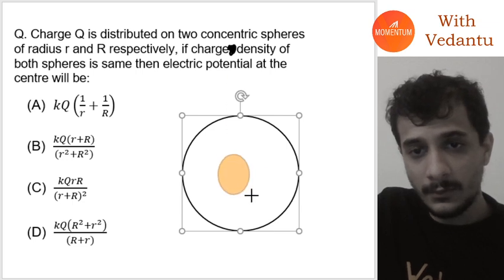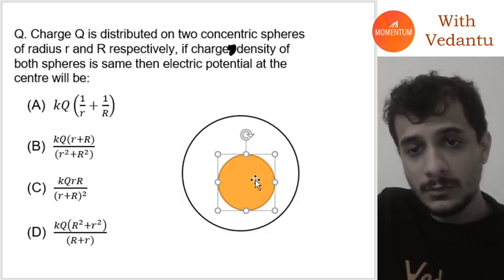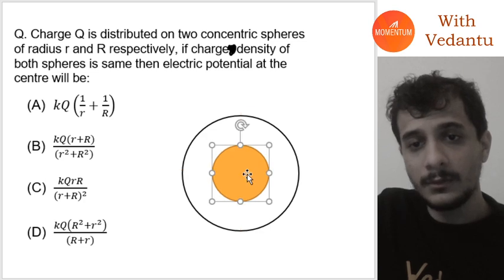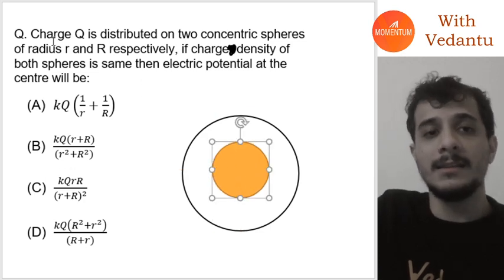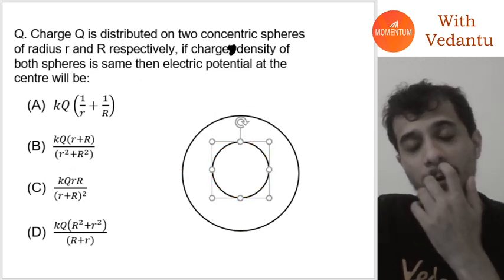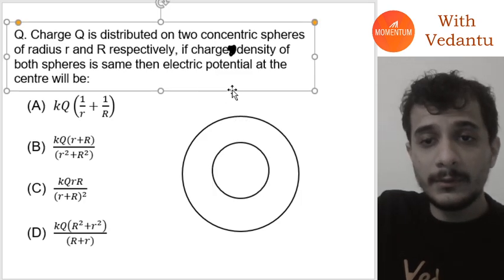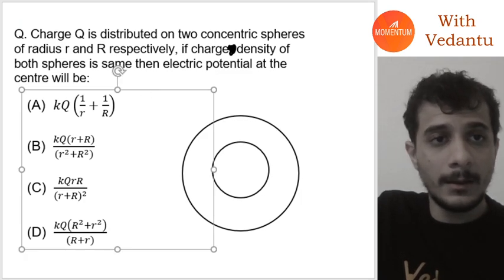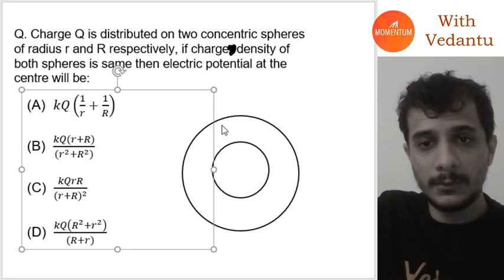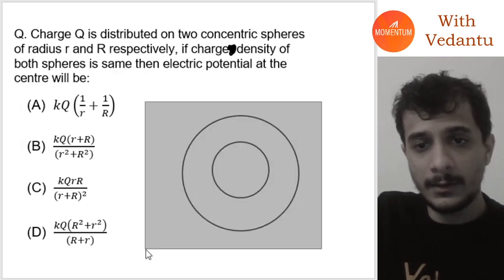So let's just draw this situation here. I have two concentric spheres, and both of them have radii r and capital R respectively.